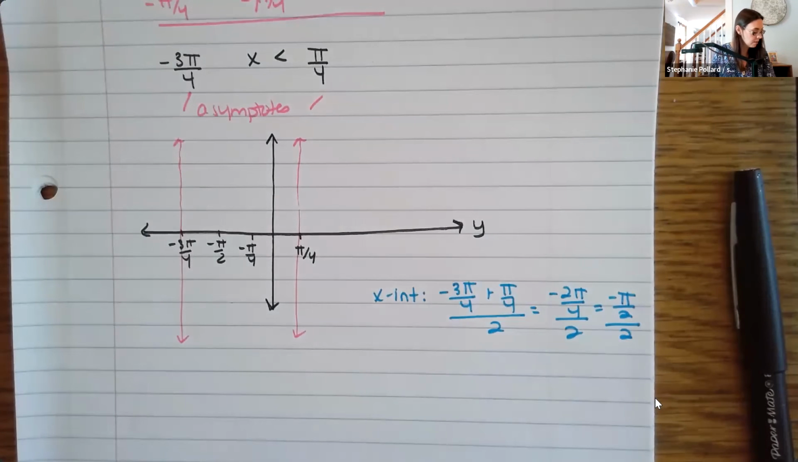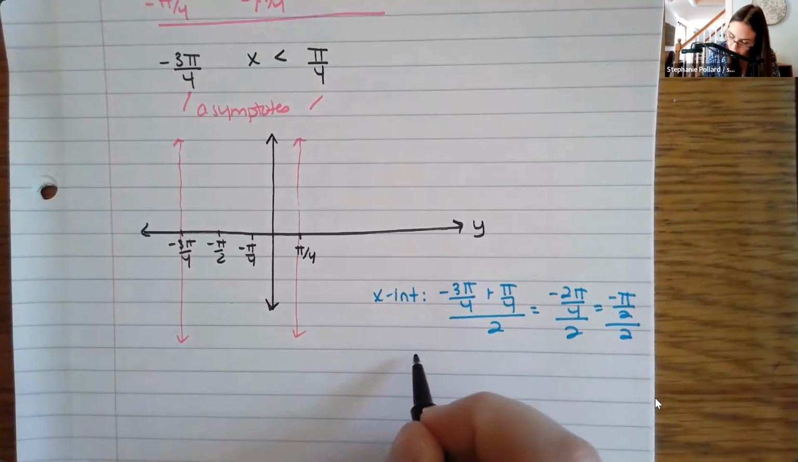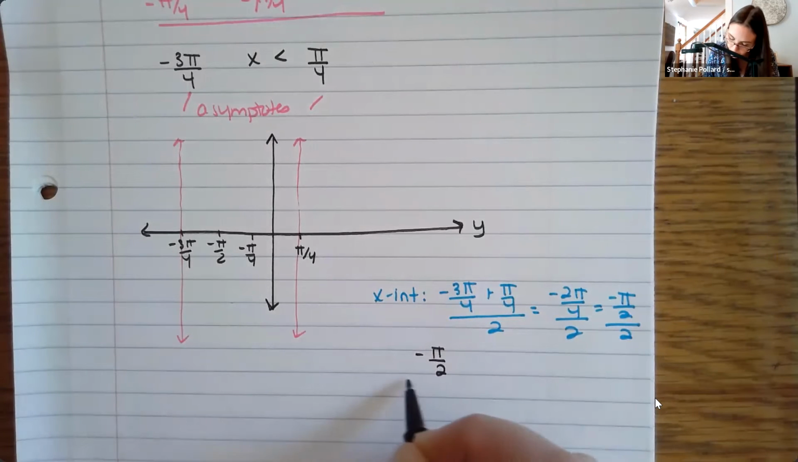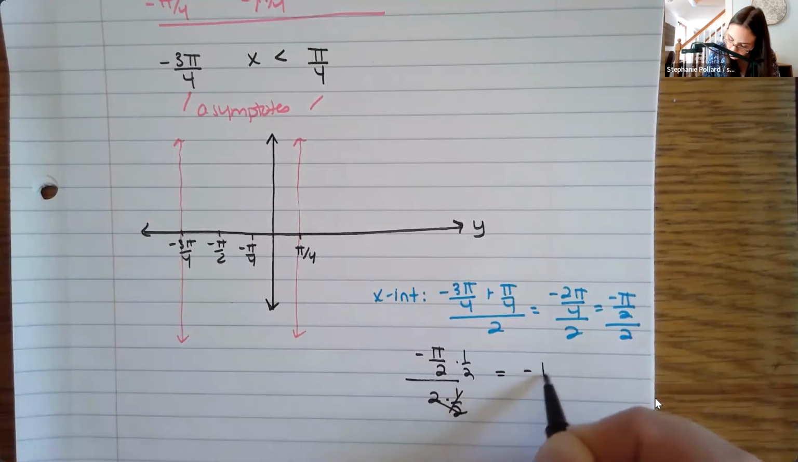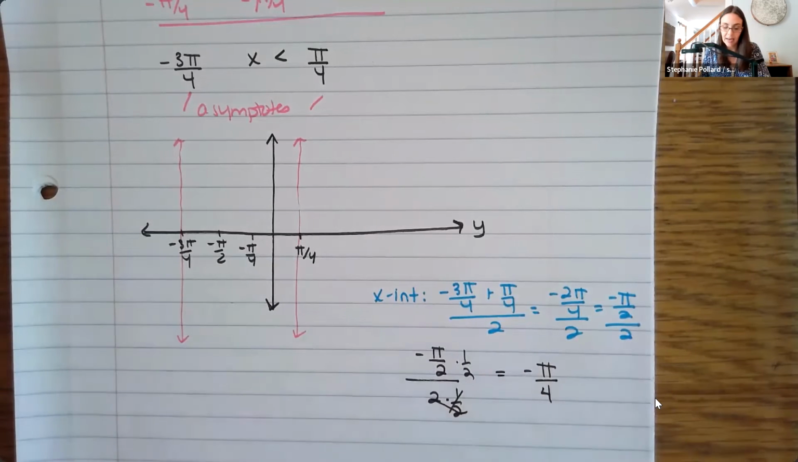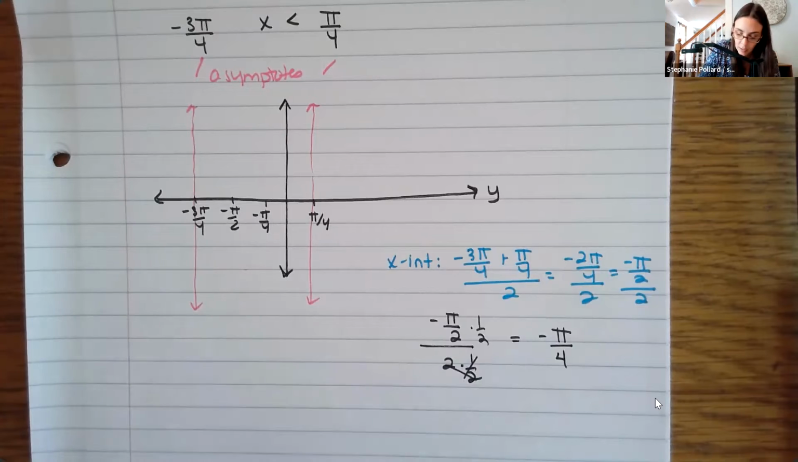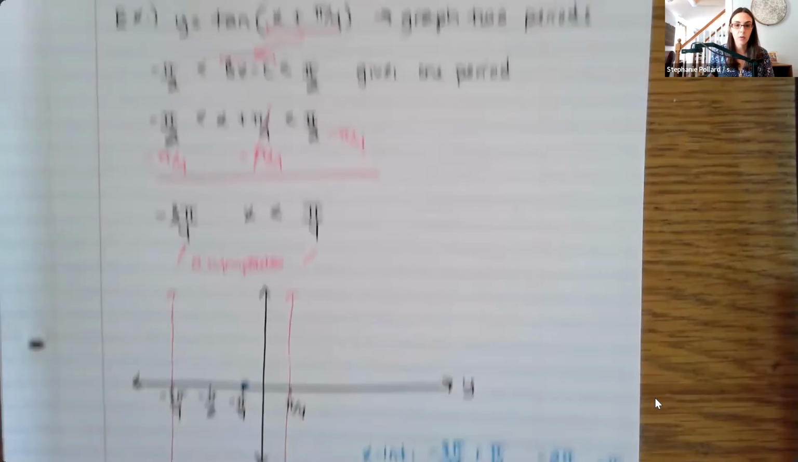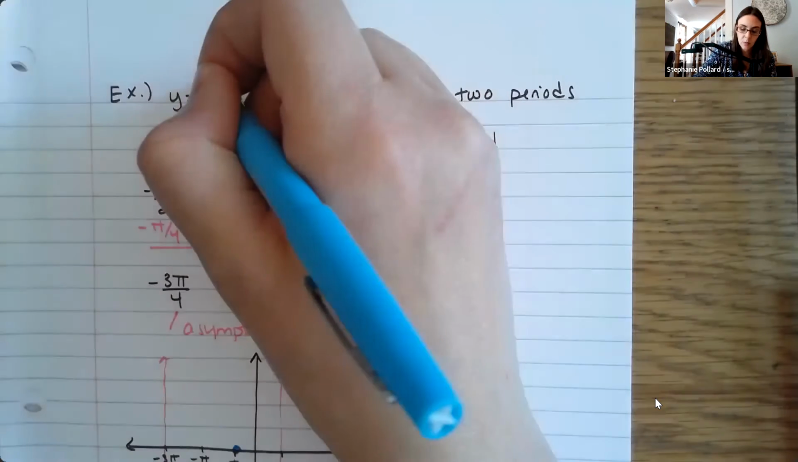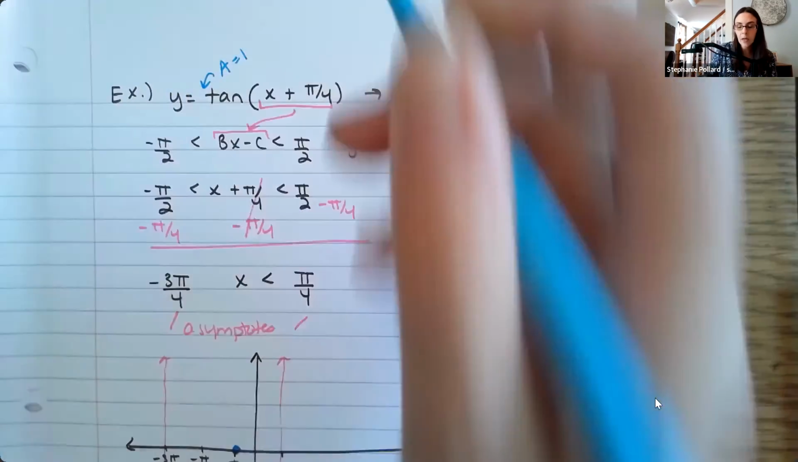Let me write this down here. You have to multiply by 1/2, and you get that the x-intercept is going to be at negative pi over 4. So this is where we're going to cross that axis. And then you can also find your other values for your asymptote. Now notice here that the value is 1, so your a value would just be 1 here, which means that your y values are 1.